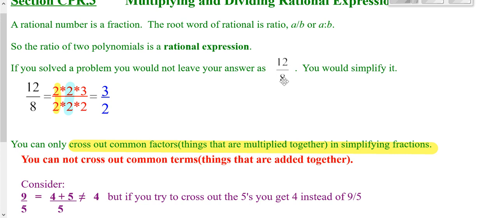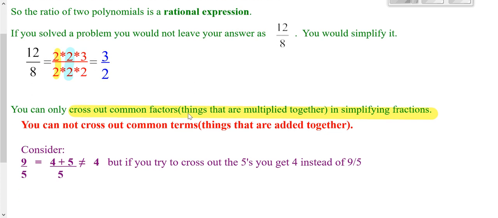So if you look at 12 over 8, 12 is 2 times 2 times 3. 8 is 2 times 2 times 2. 2 over 2 is a special form of 1. 2 over 2 is another special form of 1, and multiplying by 1 doesn't make a difference, so it's really just 3 over 2 when you simplify it down.